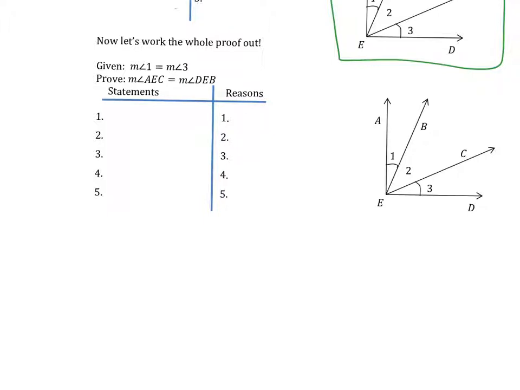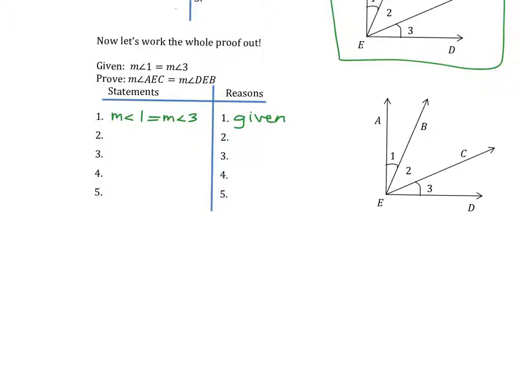Step 1 is always what? Given. The given. So we're going to say what they told us in the given, the measure of angle 1 equals the measure of angle 3 because it's been given to us.